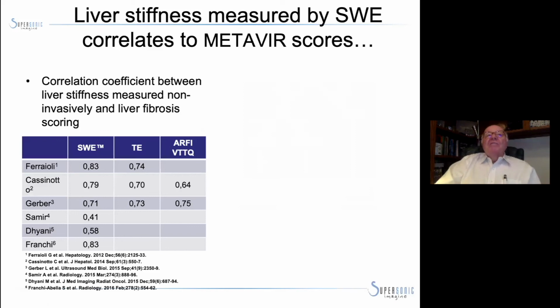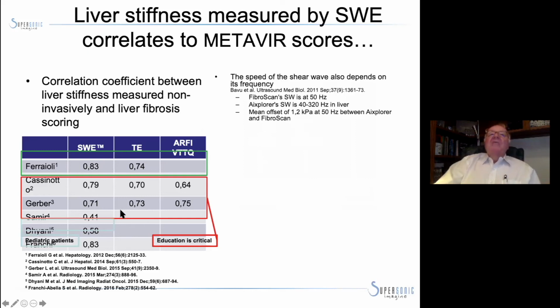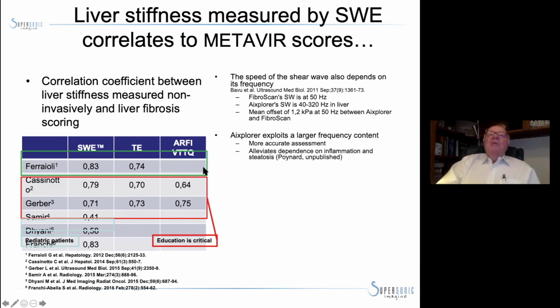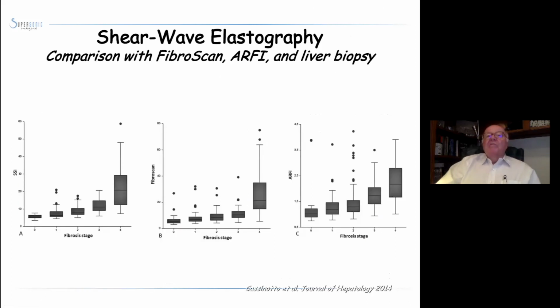Looking at the stiffness and the Metavir score, the correlation is fairly good, as can be seen in here in that data. Understanding, however, that the speed of a shear wave also depends on its frequency. So the FibroScan measures shear wave at 50 Hertz. In the Explorer, we have a broadband capability where the shear wave is being measured between 40 and 300 Hertz, providing a more accurate assessment of stiffness and alleviating dependence on inflammation and steatosis. So this is a comparison of FibroScan versus shear wave elastography with wideband or a simulation around 50 Hertz to show the equivalence of the two methods.